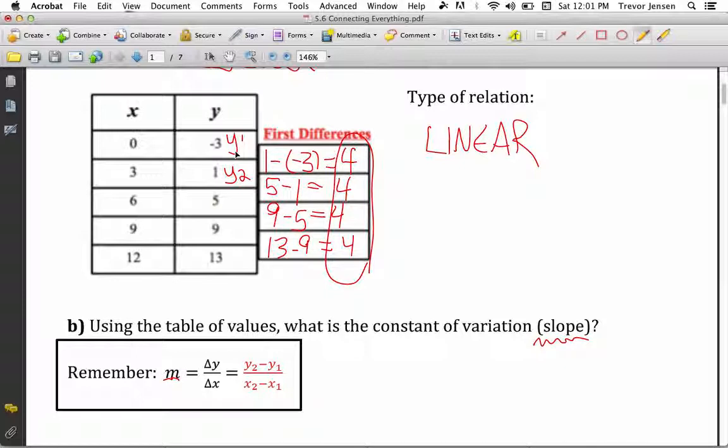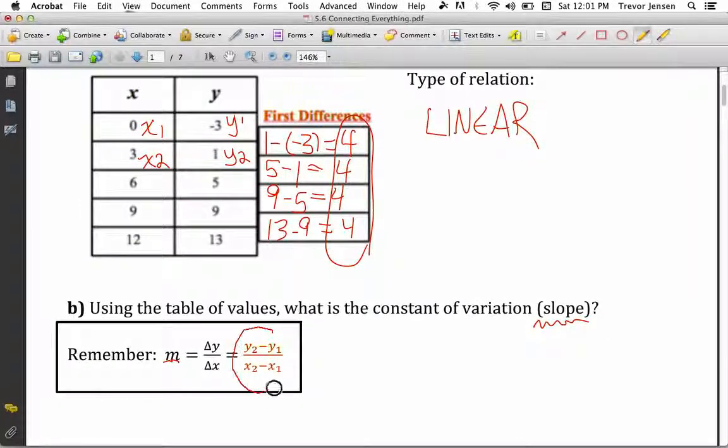Later on I'm going to need the x values as well, so I'm going to have to pick the corresponding x values. If -3 was my y1, that would mean that 0 is my x1. If 1 was my y2, that means 3 is my x2. So I've got my first x value, my second x value, my first y value, my second y value. I'm going to plug that into my formula, y2 minus y1 divided by x2 minus x1, and that is my change in y divided by change in x, and that's going to give me my constant of variation, or my slope, my m value.